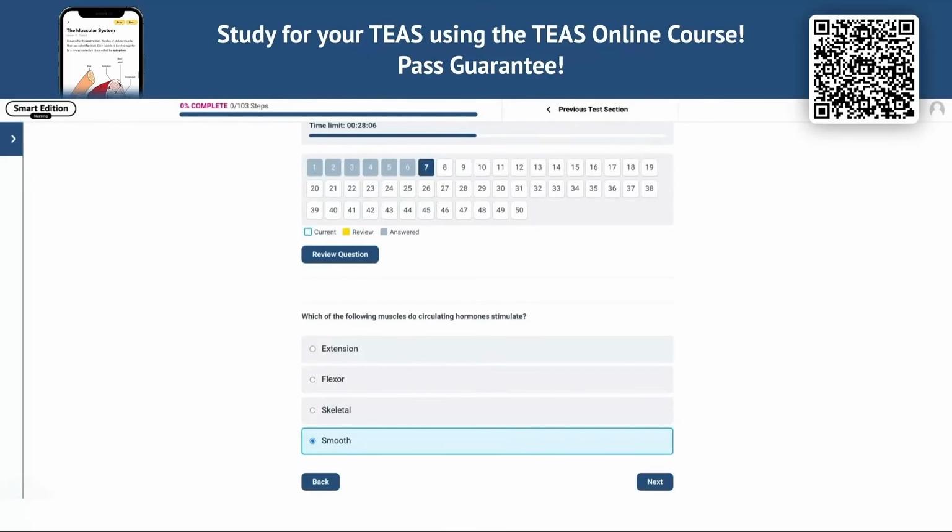The other three answer choices are incorrect, so let's talk about why. So extension is a type of movement. It's not a type of muscle. Flexors are a type of muscle that causes bending at the joints, like when you bend your elbow. Flexor muscles are usually skeletal muscles that are controlled by the nervous system, not by hormones.